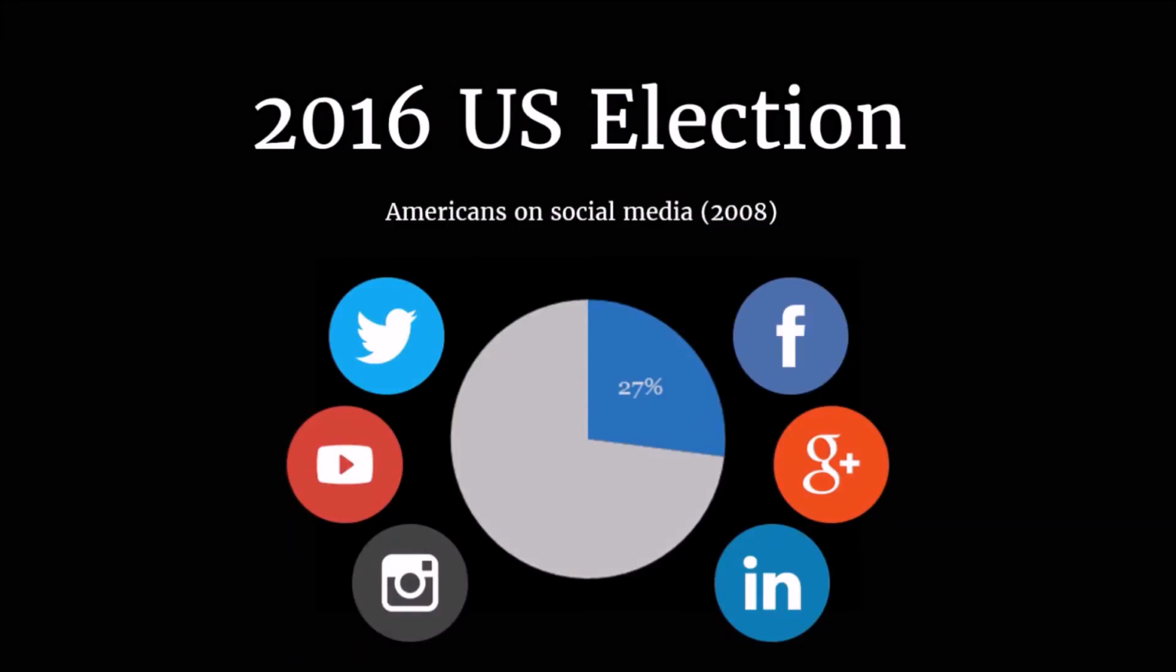In 2008, during Barack Obama's first campaign, only 27% of Americans were using some form of social media during the election. This grew to 54% during the 2012 election for Obama's second run for office. In contrast, today, 69% of American adults use social media.